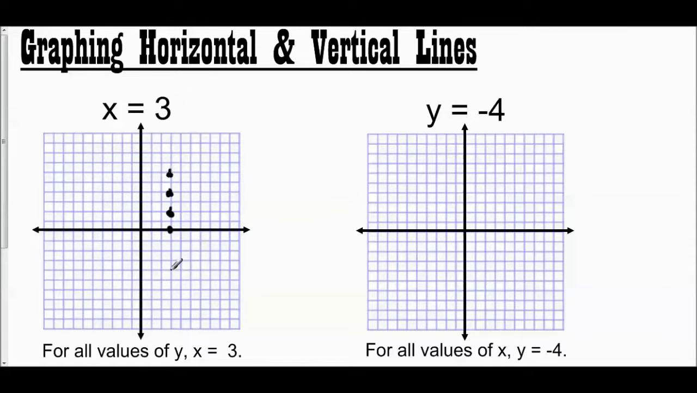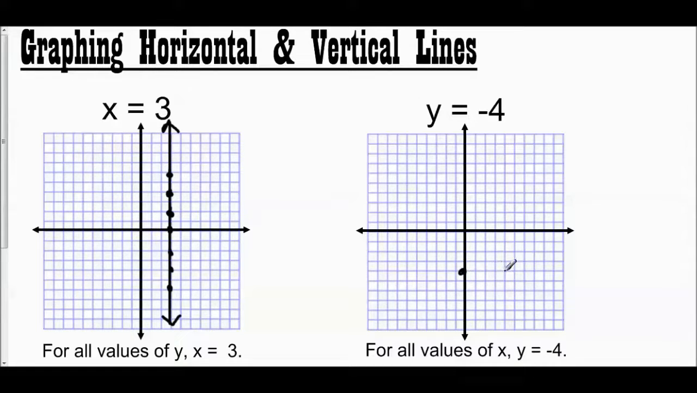Something like that. No matter what x is, no matter what y is, x is always 3. So the way that I keep this straight in my mind is if I see x equals 3, it's crossing the x-axis at 3. Now, in the same fashion, if y equals negative 4, what that communicates is that for all values of x, no matter what x is, y is always going to be landing on negative 4. 1, 2, 3, 4.